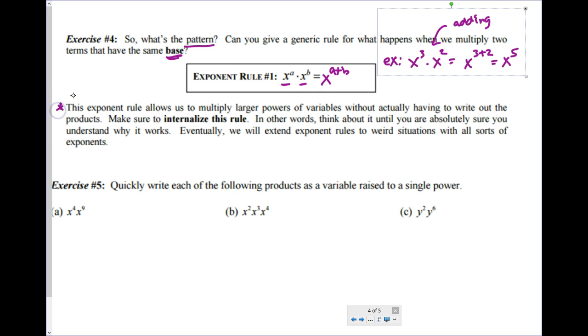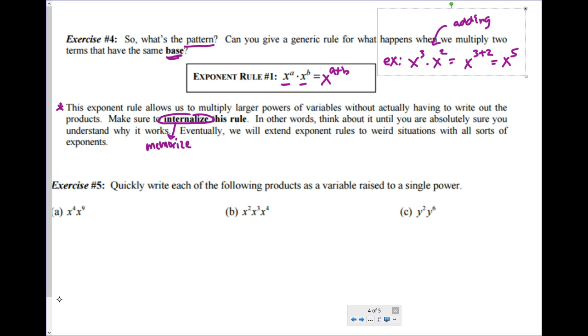This exponent rule allows us to multiply large powers of variables without actually having to write out the products, like where we had to extend it. Make sure to internalize this rule. Internalize means memorize. Memorize this rule. In other words, think about it until you're absolutely sure you understand why it works. Eventually, we'll extend exponent rules to weird situations with all sorts of exponents. So we're going to start off simply, but we're going to get good at it.